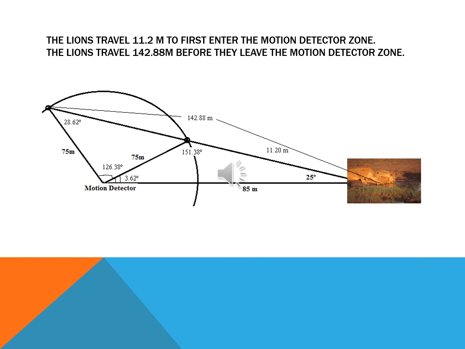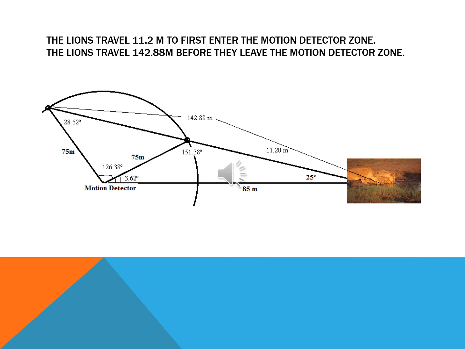The 3.62 degree angle was the little angle opposite their original length when they were first hitting the motion detector, and the 151.38 is the angle that the radius of the motion detector makes with the line of their path. Then when they left the motion detector range, the 28.62 degrees is the angle made with their line of path and the other radius of the circle.